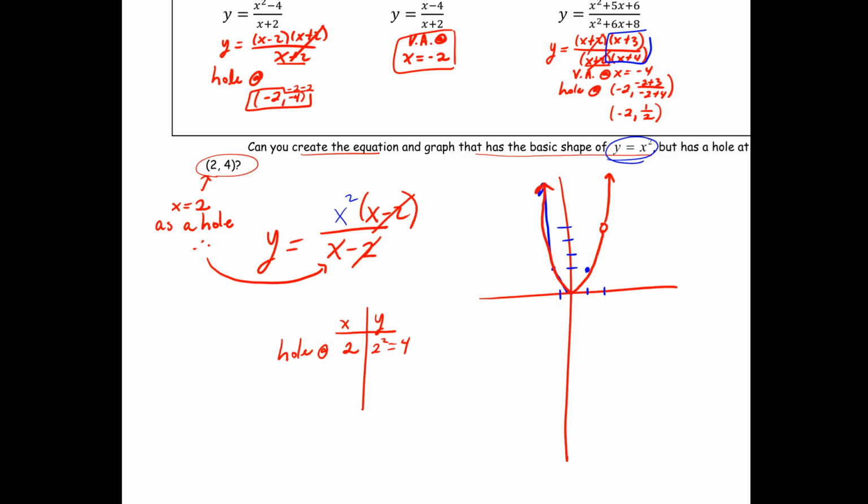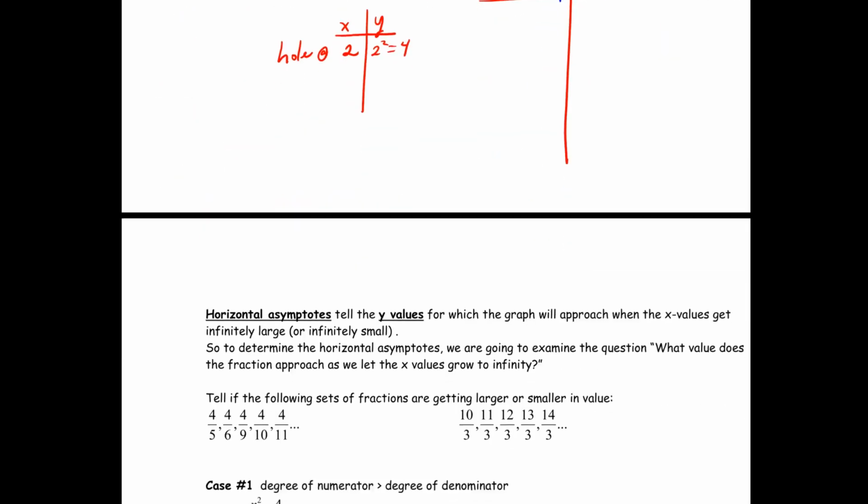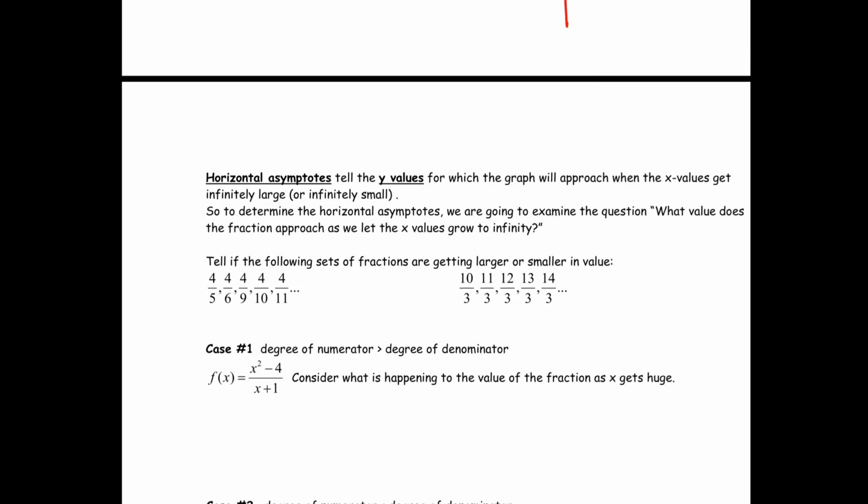Okay, last but not least, we're going to take a look at the horizontal asymptote. So you guys saw that sometimes the graphs seem to have a horizontal line that they hit. To help us understand horizontal asymptotes, we're just going to take a look at a few examples first that will help solidify it. So first of all, horizontal asymptotes tell the y values for which the graph will approach when the x values get infinitely large or infinitely small. So to determine the horizontal asymptotes, we are going to examine the question, what value does the fraction approach as we let the x values grow to infinity?